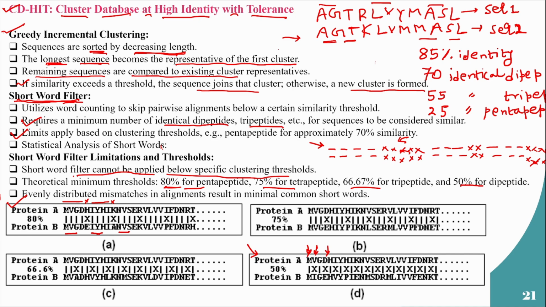So for pentapeptide matches, you have a threshold of 80%. If you have a lower degree of identity than 80%, so a higher level of mismatches, then you should not use a pentapeptide or 5-word filter for that matching or clustering. Similarly, 75% is the threshold for tetrapeptide, 66.67% for tripeptide, 50% for dipeptide, and so on. These are based on probabilities in the case of event distribution, essentially.